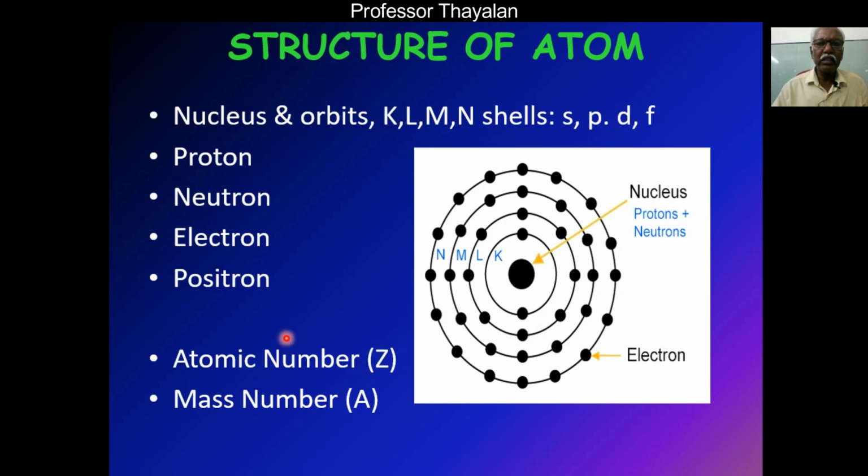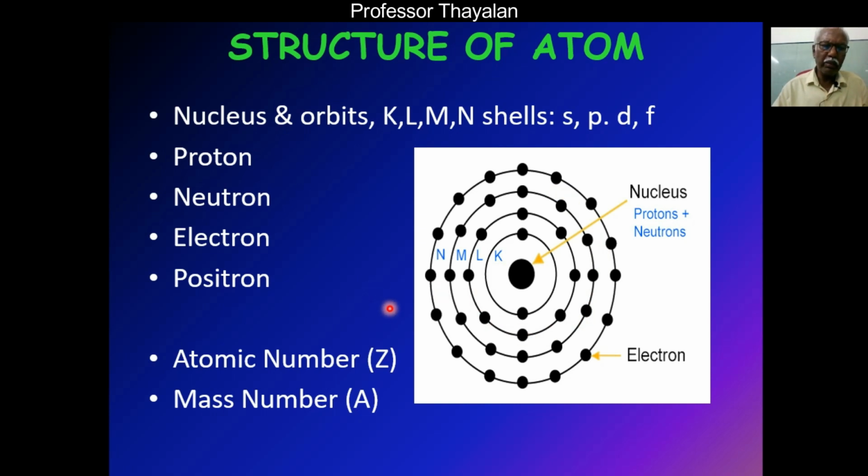Where does the radiation come from? The radiation comes from the atom of an element. What does the element consist of? The element consists of a nucleus in which protons and neutrons are present. Outside the nucleus you have orbits. The orbits are called K, L, M and N. Each orbit has subshells, named s, p, d, f. Outside the nucleus you have electrons. These electrons are revolving in circular and elliptical orbits.